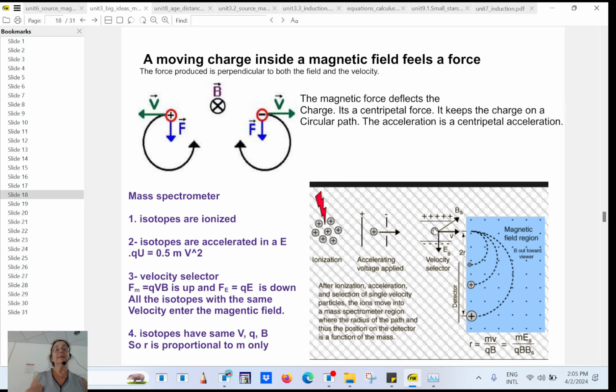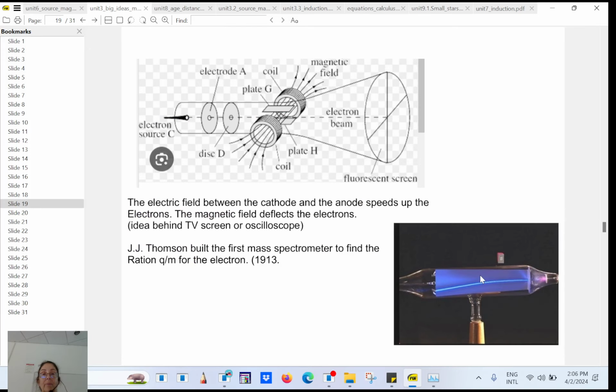So you manage in that case to have the magnetic force exactly equal to the electric force. That's why you keep only the isotopes with the same velocity. So what will tell them apart will be only their mass. Okay, so that way we can count how many isotopes, we can find the mass of isotopes, and so forth and so on. So I wanted to go back to that to make sure.